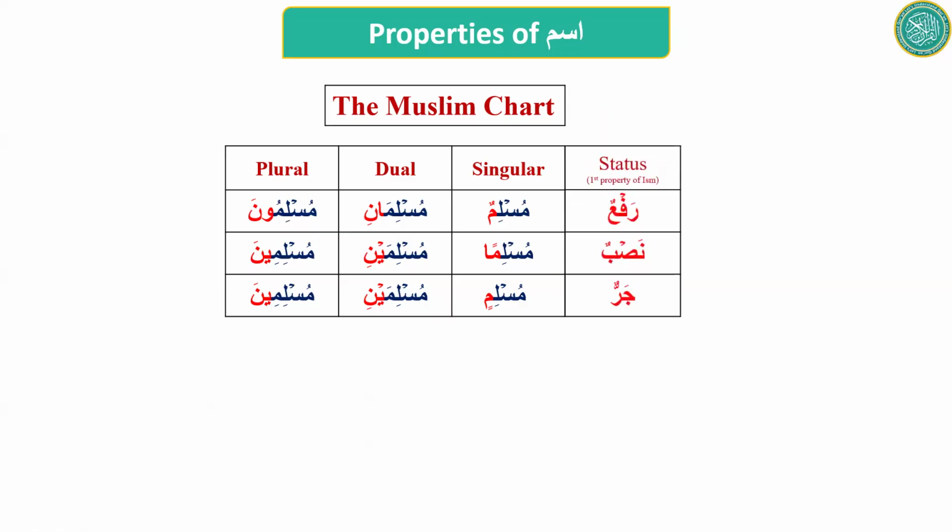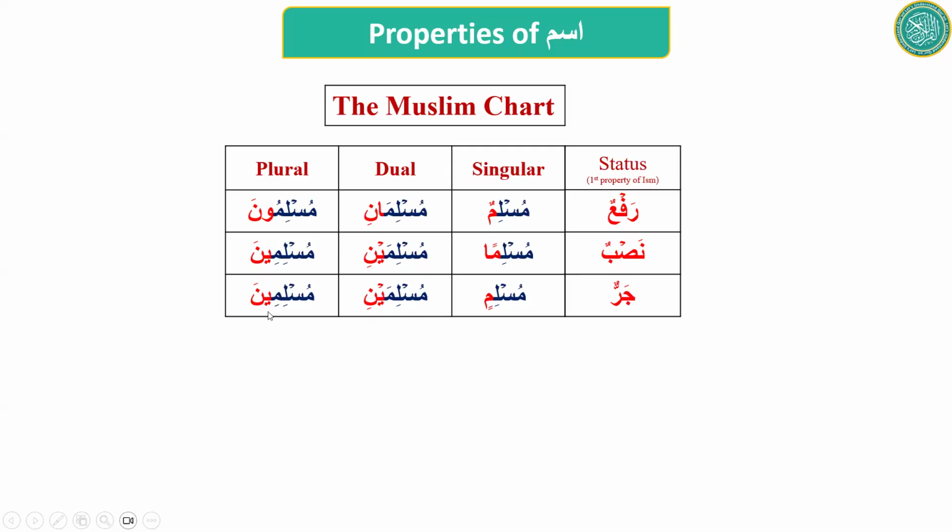I added a fourth column to it. It states status. So today we are learning status, the first property of ism. Learning the Muslim chart was something that we needed to learn status. Today we are learning status. So the first row in this table, all three words, Muslimun, Muslimani, Muslimuna, their status is Rafa. The second row, Musliman, Muslimaini, and Muslimina. All three of them, their status is Nasab.